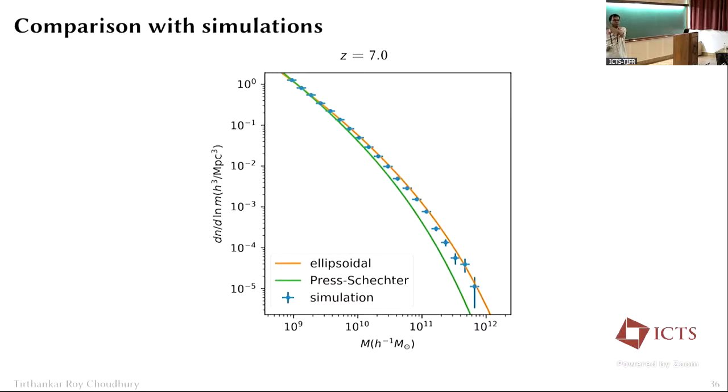The Sheth-Tormen mass function matches the traditional FOF halos with linking length of 0.2 times the interparticle distance very well. The 0.2 also has a reason because the corresponding density matches very well with the density which we get from the typical spherical collapse arguments. So that is why this 0.2 is chosen. But why can't it be 0.25 or 0.17, I agree. It's not a very obvious choice.